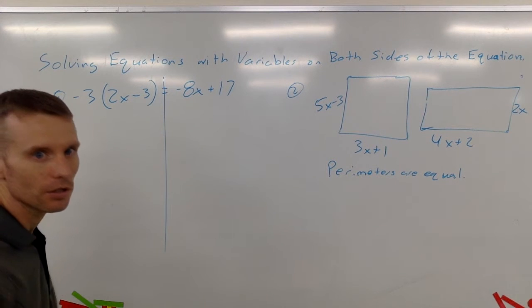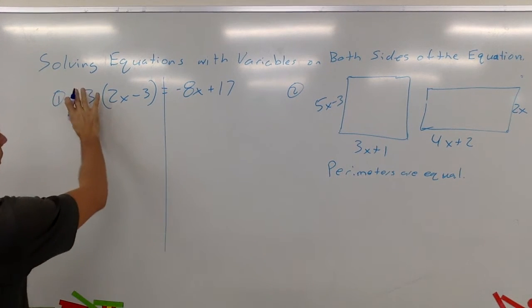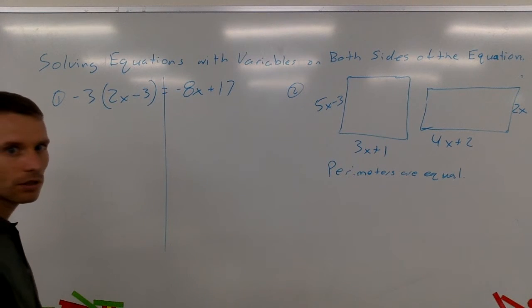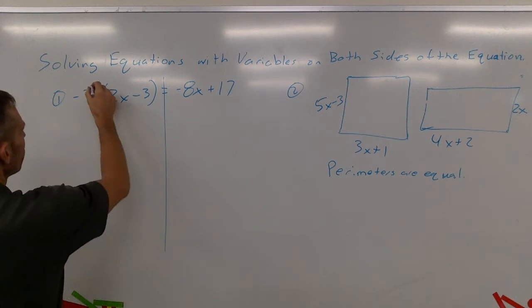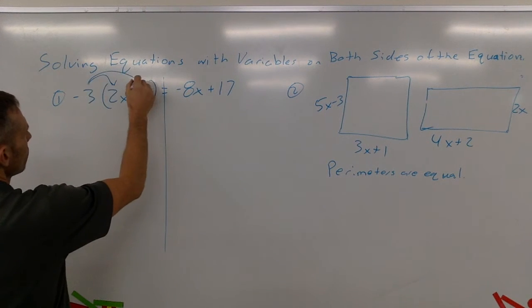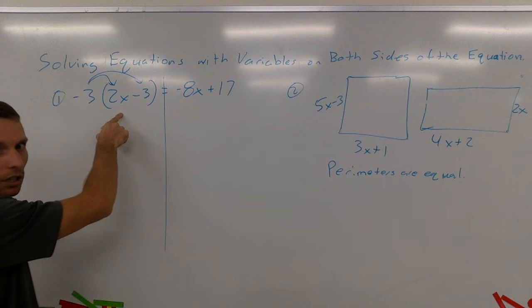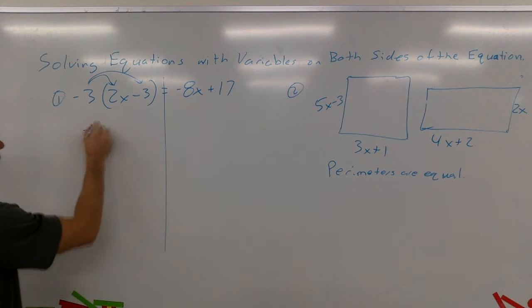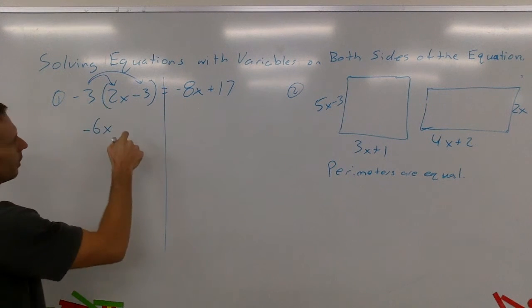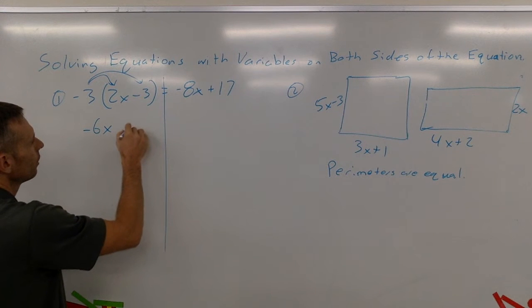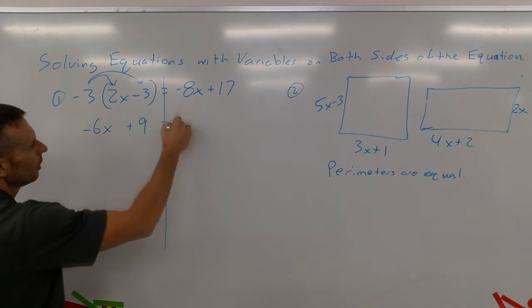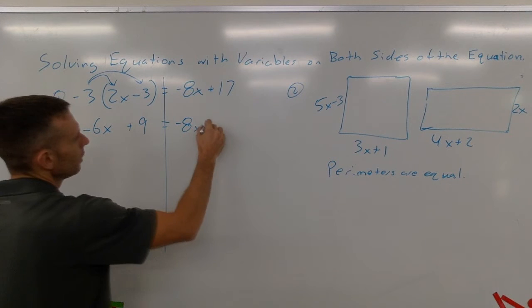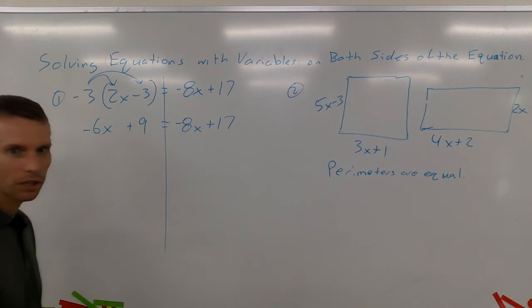As you know, we write the equation and then we try to simplify or combine like terms first on each side of the equation. So I'm going to look at this one and I'm going to see, here I have some parentheses. I want to use the distributive property to get rid of those parentheses. So I'm going to multiply negative 3 times the 2x to get negative 6x, and negative 3 times negative 3 to get positive 9. And over here, I can't simplify anything, so I'm just going to rewrite it and bring it down.